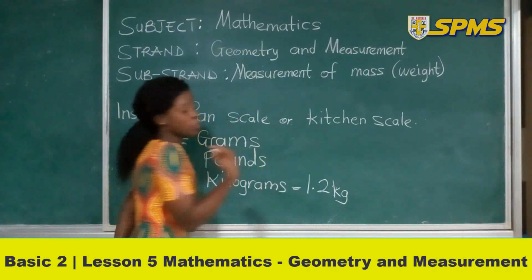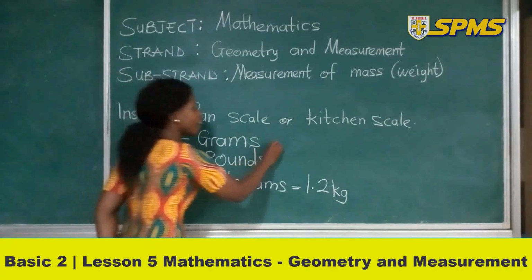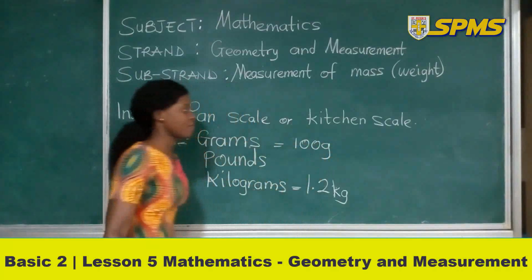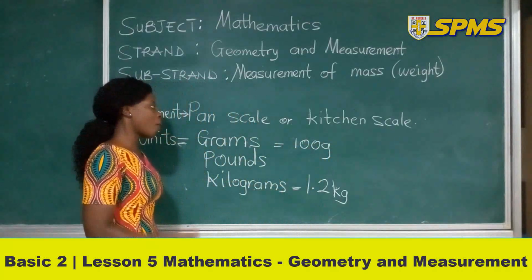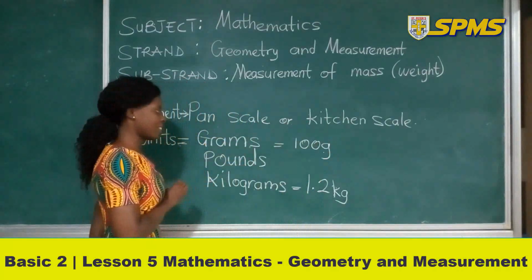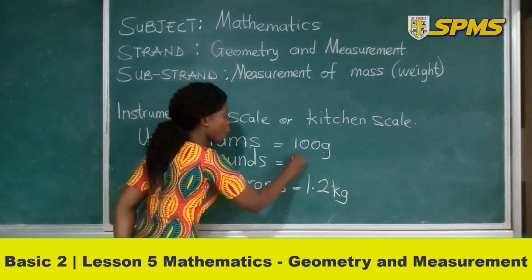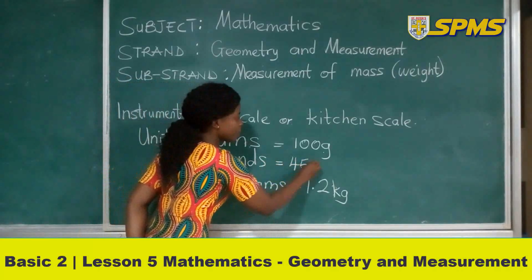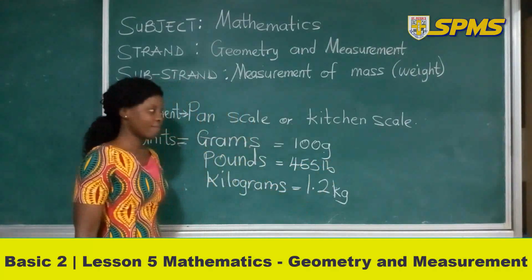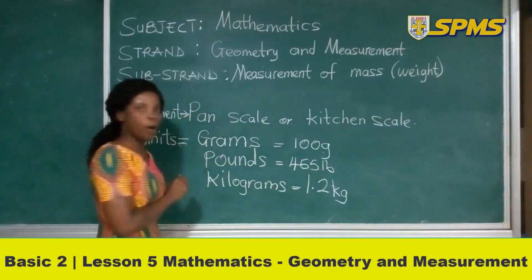So if you were to measure another thing and it measured 100 grams, you write it like this. So what's the short form for writing grams? It's g. Very good. So if we're to get pounds too, this is how we write the short form for pounds.